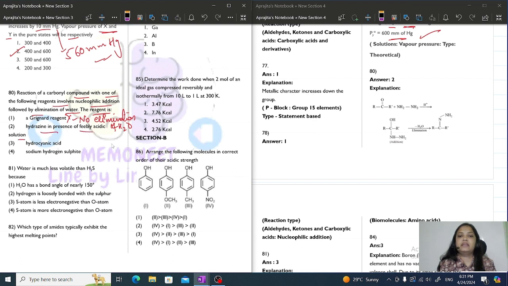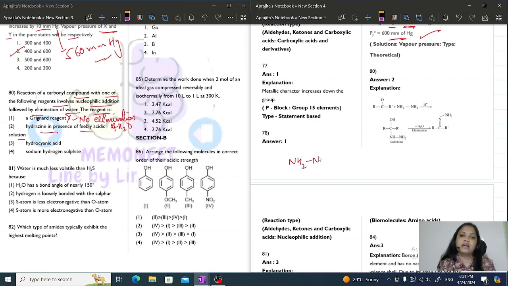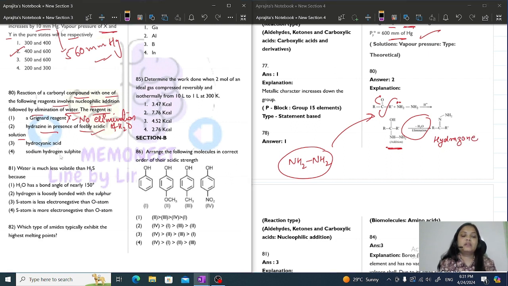Hydrazine in the presence of feebly acidic solution. So yes, when hydrazine is being added to the carbonyl compound, we are having this nucleophilic addition. Okay, like the lone pair will attract towards the carbon in carbon, and we will get an addition product. And after the elimination of water, we will get hydrazone. So yes, there is elimination of water happening in this case. Similarly, in hydrocyanic acid and sodium hydrogen sulfate, there is no elimination of water. So yes, we can say the answer is option number 2.